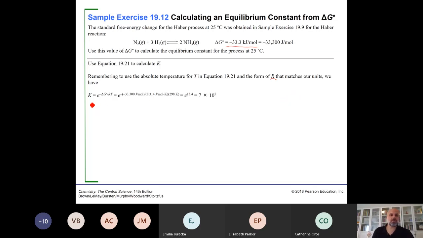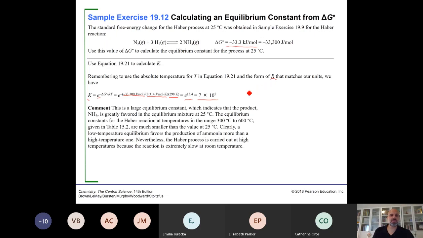We're just going to solve for the equilibrium constant K. K is equal to e to the negative of that delta G number we calculated, divided by 8.314 joules per mole per Kelvin, times the temperature, 298 Kelvin. So it gives us e to the 13.4, which is 7 times 10 to the 5th. So our equilibrium constant is 7 times 10 to the 5th. You can see where the equilibrium lies: at 25 degrees Celsius, it lies very largely to the right-hand side.